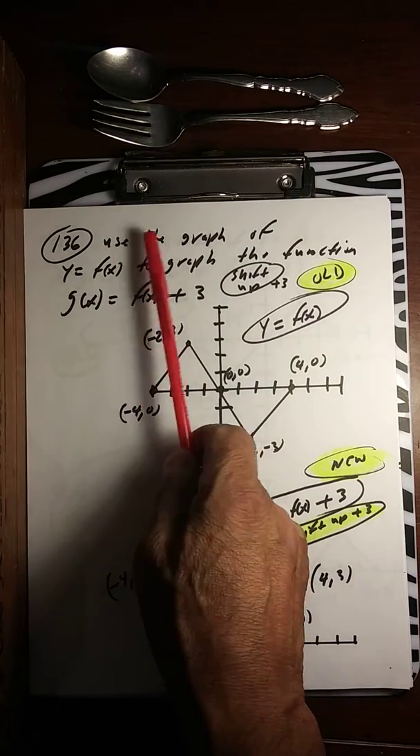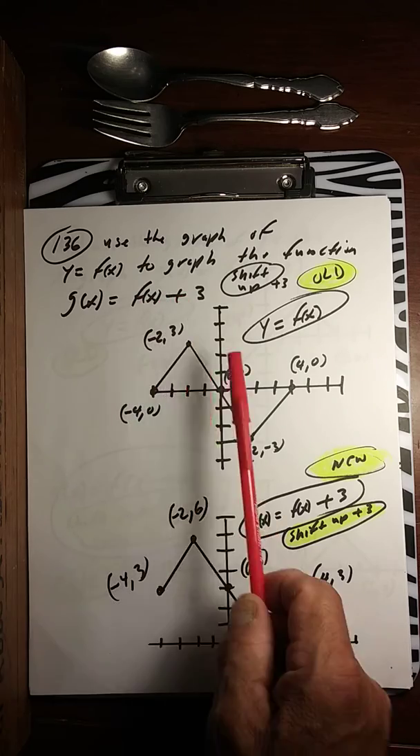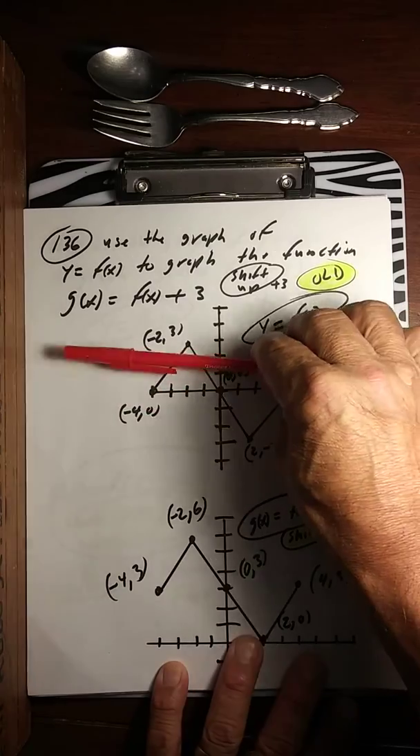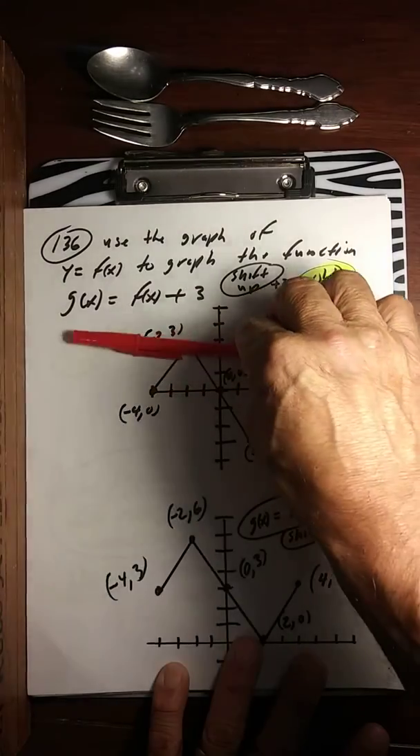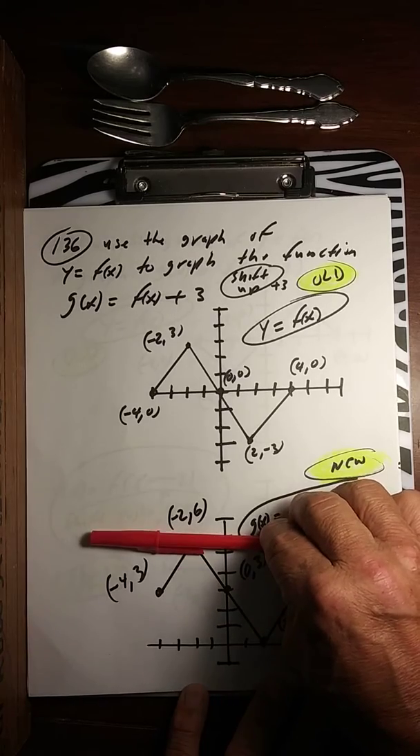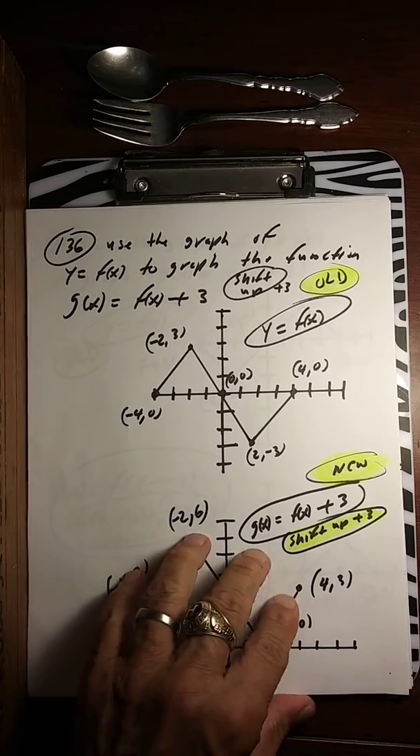This one. Use the graph of y equals f of x of the function. G of x is f of x plus 3. So there's the original function, f of x. Plus 3 means this graph right here is going to get pushed up 3 spaces. So it's going to go from there to this space right here. So from there, it moves up 3 spaces. The new one.